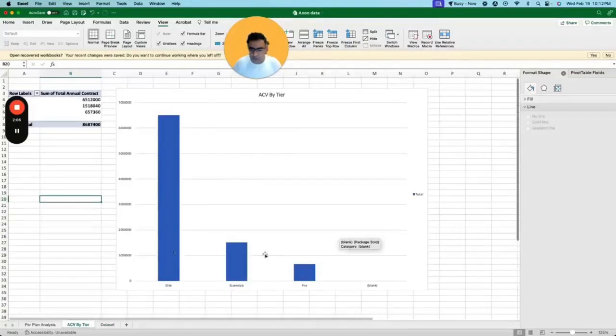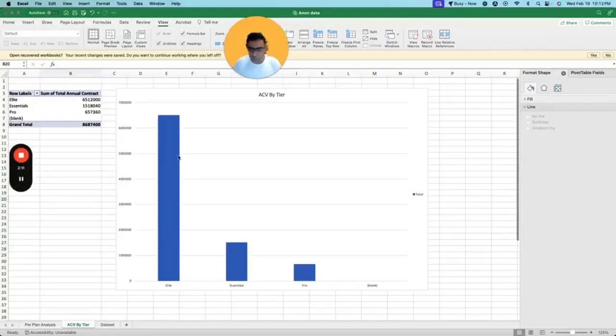First of all, if you look at total money obtained from these three tiers, you will see that most of the money is coming from Elite, around 6.5 million. Then 1.5 million is coming from Essentials, and around 657K is coming from Pro, which is a little bit odd because you would expect Pro to be in between Elite and Essentials, given that its price point is generally in the middle of your entry level tier and your highest tier. Maybe there are legitimate reasons for that to be the case, but it is definitely an observation that we'd like to drill down on.